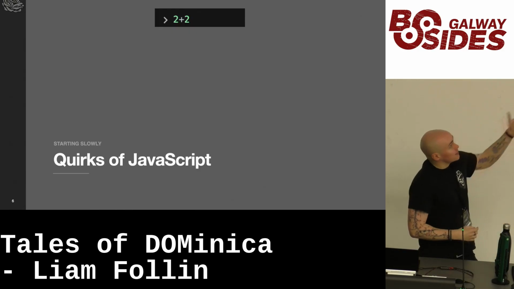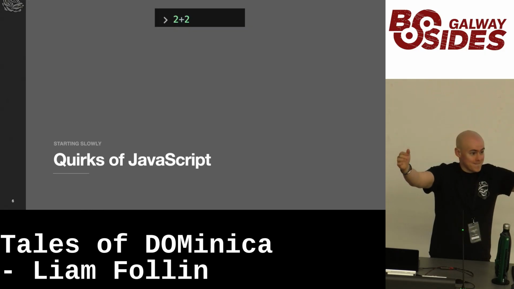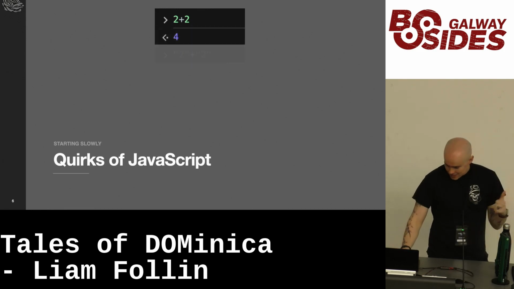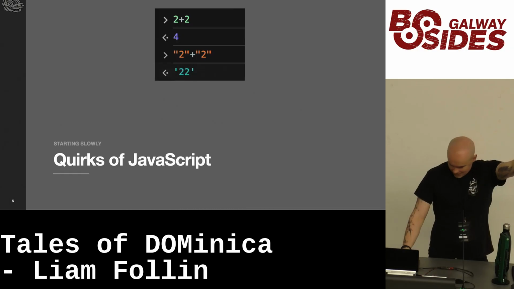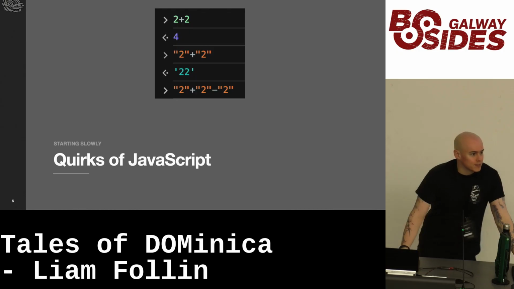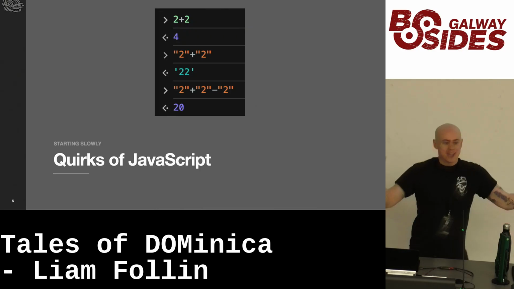So, some of you may be familiar with what we're going to do here, but 2 plus 2 in JavaScript is? No, 4. Nice, great, okay. What about "2" plus "2"? 22. There you go. What about "2" plus "2" minus "2", all strings? What are we thinking? 2? 20, but it's a number this time. Great. Why does that work?